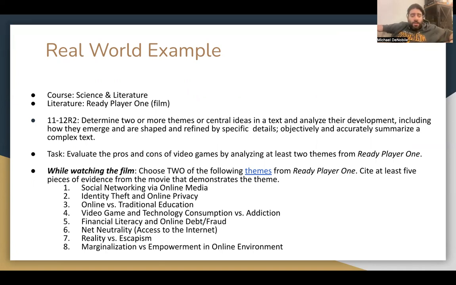They have to address one of their standards, the R2. This is the Next Generation New York State standards, not Wyoming standards, but you'll probably see similar language between the two states' standards. It reads: determine two or more themes or central ideas in a text and analyze their development, including how they emerge and are shaped and refined by specific details; objectively and accurately summarize a complex text. This is what I was saying before: you have to be able to break this down into student-friendly language, because quite frankly, I don't need to do the whole standard.